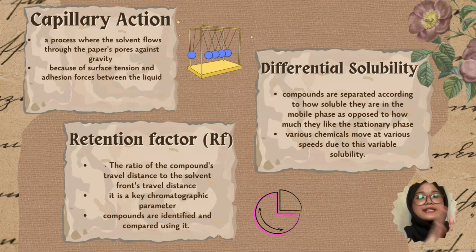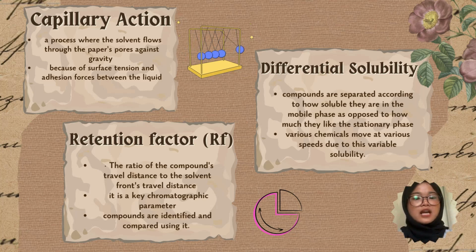First of all is capillary action. Capillary action is a process where the solvent flows through the paper's pores against gravity because of surface tension and adhesion forces between the liquid and the paper fibers. It is what pushes the solvent's movement through the paper.